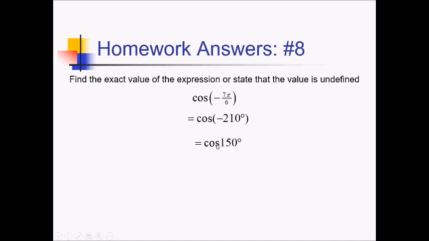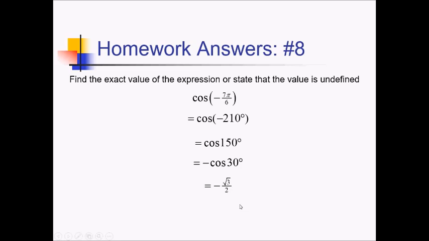Cosine, the x values, those are actually negative in quadrant 2 to the left of the y-axis. So with a reference angle, I'm going to have to rewrite this as negative cosine of 30 degrees. Cosine of 30 we know is root 3 over 2, and we have a negative out in front, so negative radical 3 over 2.